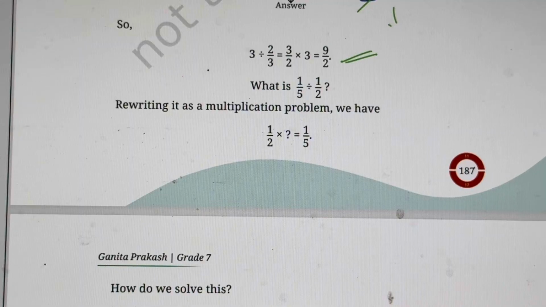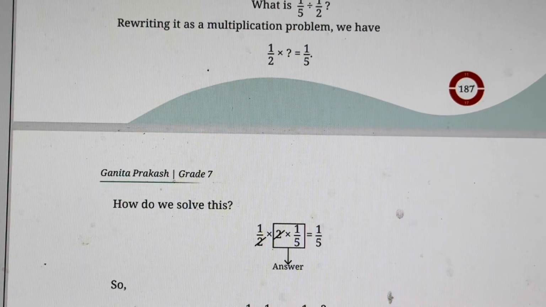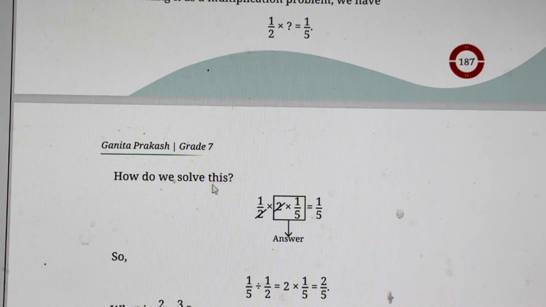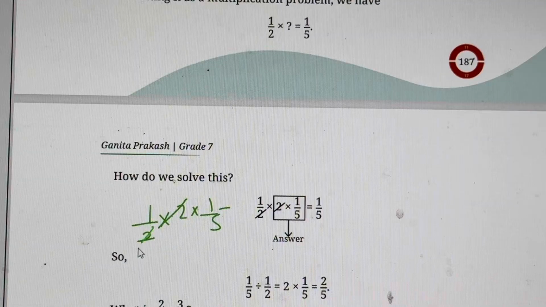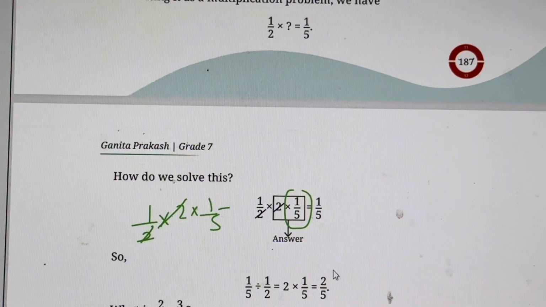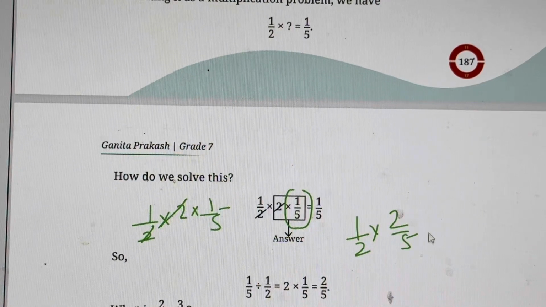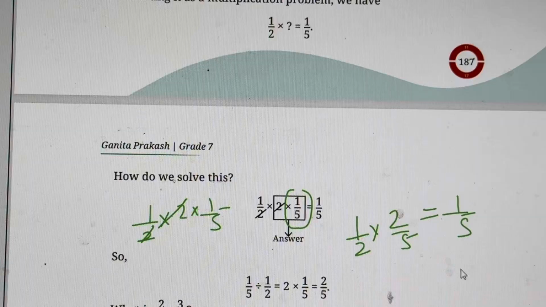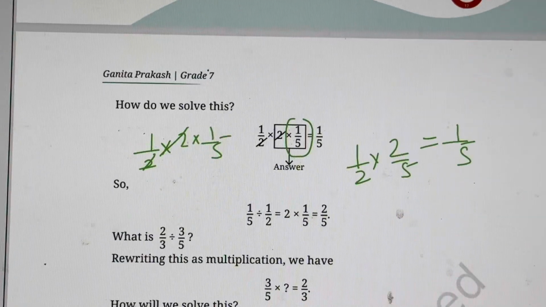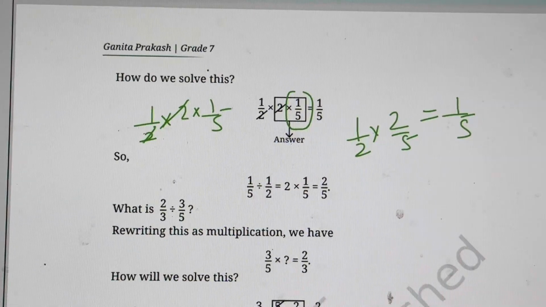That means we need to cancel 2. So 1 upon 2 into 2 into 1 upon 5, so that 2 gets cancelled, and our answer is 1 upon 5. That means 1 upon 2 should be multiplied by 2 upon 5 to get 1 upon 5. This is how the division sums are solved. Let us take one more example.